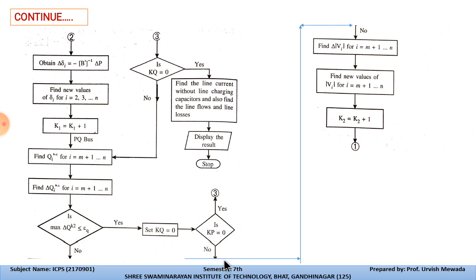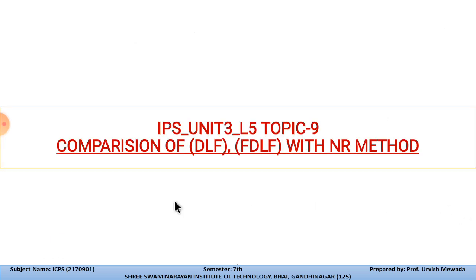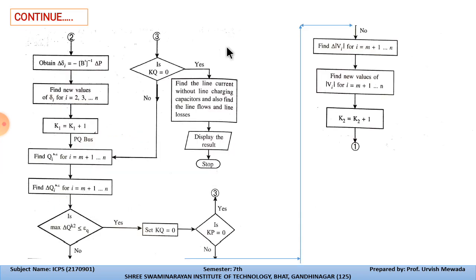And in the 3 you can see that if it is no, then it will follow this. Find the delta mod Vi for i equal to m plus 1 to n, and find the new values of mod Vi for i equal to m plus 1 to n. And then K2 is equal to K2 plus 1. So this is how we can solve any of the load flow studies problem with the help of the DLF and FDLF method.